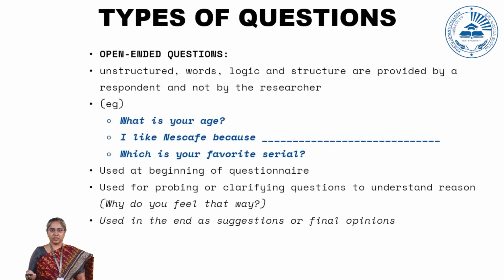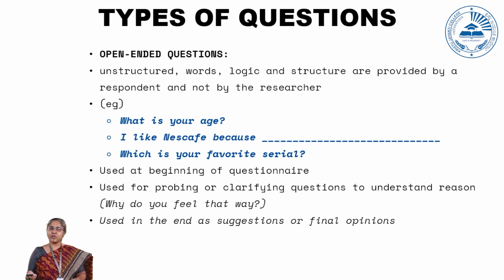So moving further, we're going to see the types of questions. So basically, there are 2 types of questions that can be made in your questionnaire. One is open-ended questions and 2 is close-ended questions. So open-ended questions are unstructured. Why unstructured? Because as a researcher, you do not know the response that you expect from the respondents. So it's very unstructured. So all the words, logic and structure is provided by the respondent to the researcher.